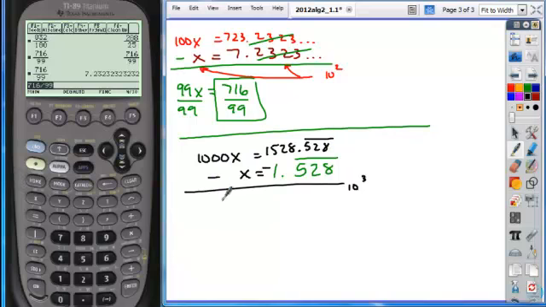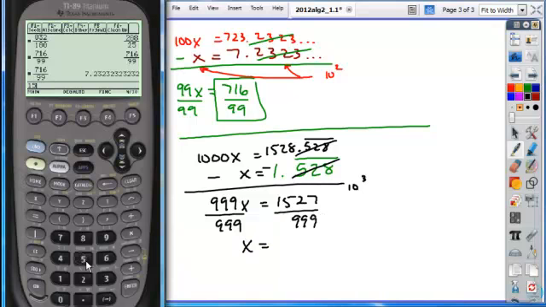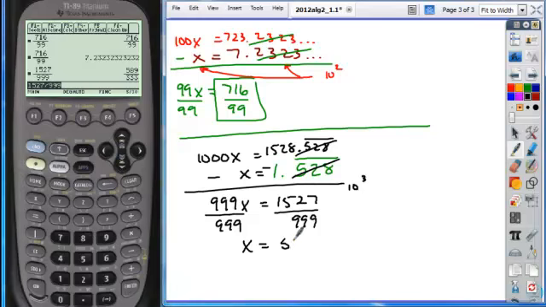We can now subtract these equations. So 1000x minus 1x is 999x. The repeating part, the 0.528, is going to cancel. And we get 1528 minus 1, so that's 1527. Divide both sides by 999 to solve for x. And we can confirm, does this have a simplified form? When we divide that, we get 509 over 333. Okay, now, I'm not 100% certain this is my correct answer, but I can verify it.